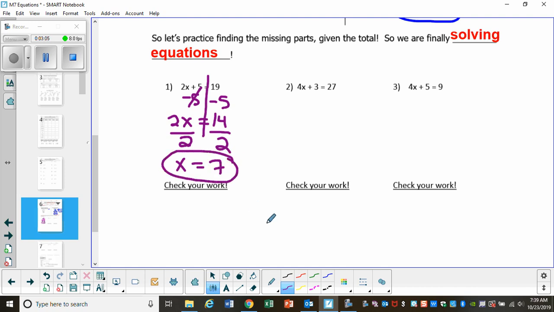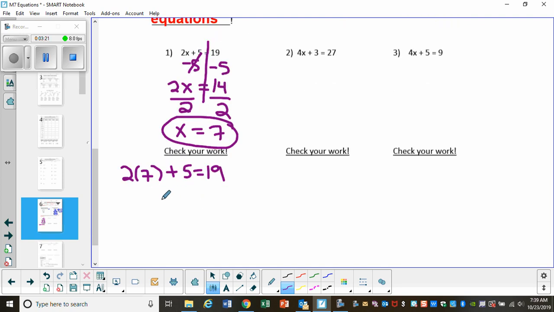So you need to make sure that you're showing work in this same manner so that you're showing all of the steps. So now to check, what we do is we replace using parentheses. So we know x is 7, so 2 times 7 plus 5 should give us 19. And so PEMDAS says to multiply first. 2 times 7 is 14. And then PEMDAS says to add second. 14 plus 5 is 19. So since the left side of the equation equals the right side of the equation, we are in balance and we have done this correctly.